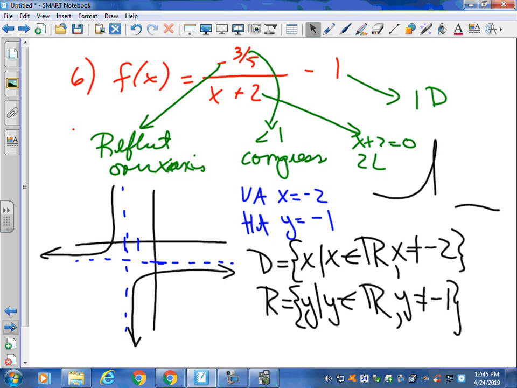Haven't we always done reflection first? Haven't we always done compression and stretching next? Up, left, right, up, down. It's always in that order. It's just the left, right, up, down is very important because it tells you where these lines go.